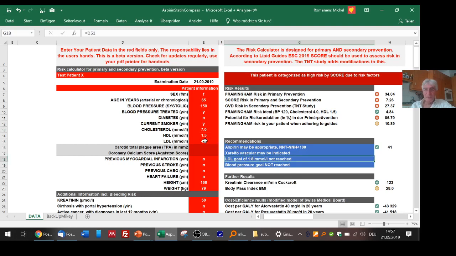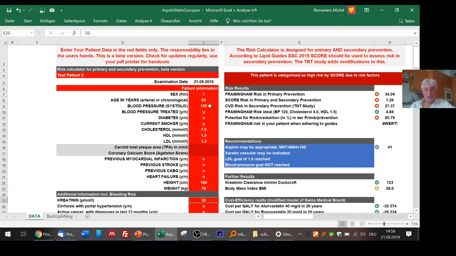So when you write here 1.2, then the LDL goal is reached. So, and here we say we have to go to 120. So if we had this put in, then the blood pressure goal would be reached, and the patient would be categorized as moderate risk. So this is just to show you how quickly you can change things and get information about the situation of your patient. So we go back to the high-risk situation.